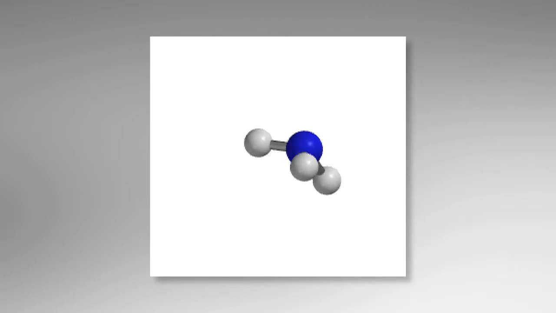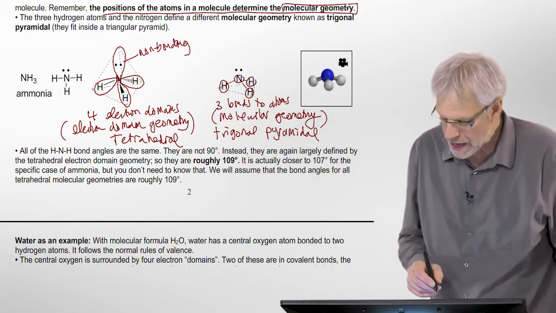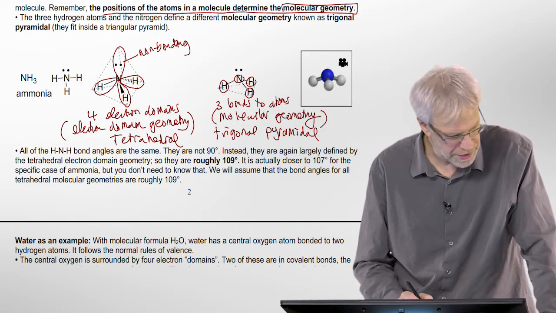And again, the molecular geometry in this case is different from the electron domain geometry, because the molecular geometry is defined only by the positions of the atoms, whereas the electron domain geometry is also defined by the positions of all the electrons around the central atom. So in this case, the molecular geometry is trigonal pyramidal. So ammonia has the trigonal pyramidal geometry.